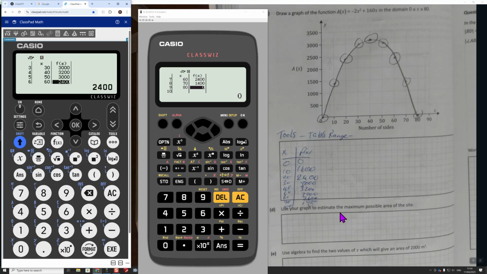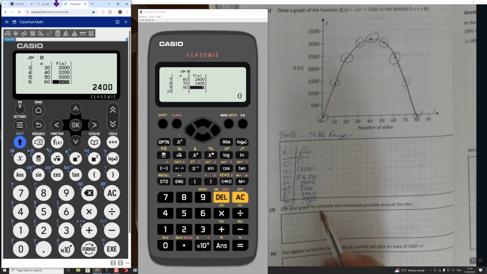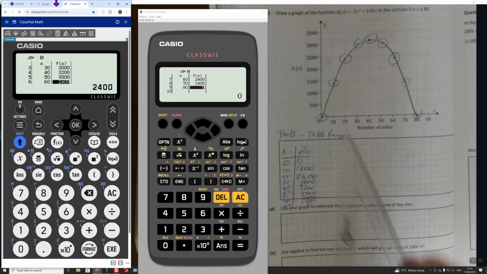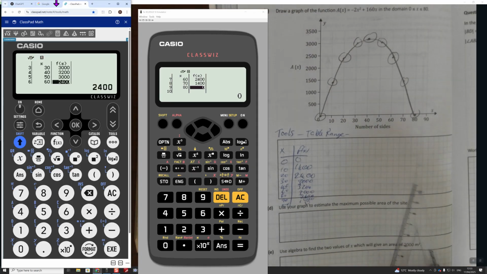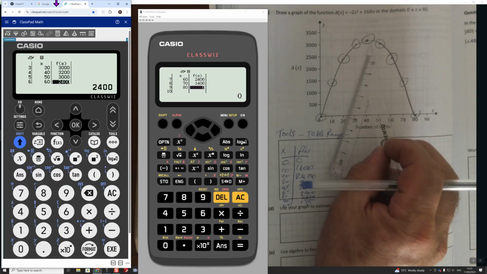Use your graph to estimate the maximum. I'm using the mouse here. Let me use my pen. Use your graph to estimate the maximum possible area of the site. Now we need some careful higher order thinking here. This is the area. When does the graph become maximum? When does it become highest?